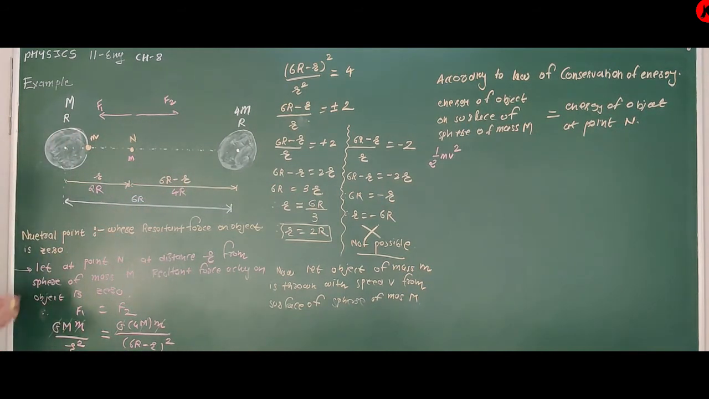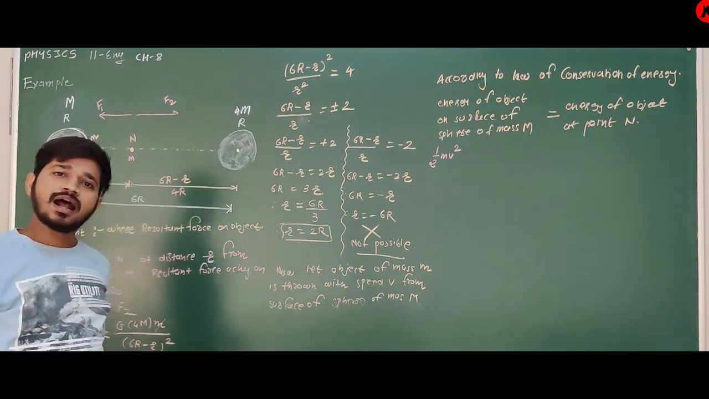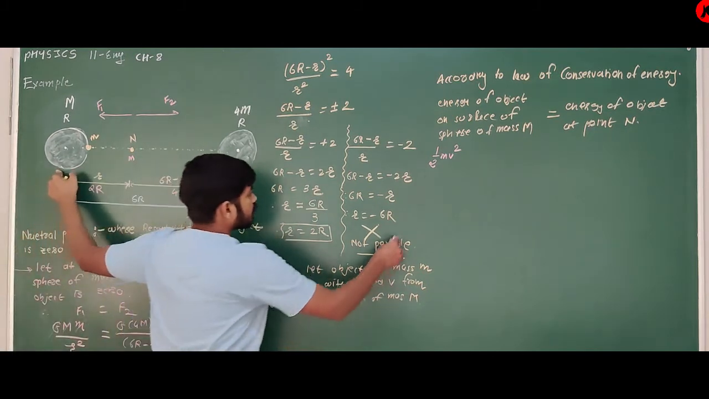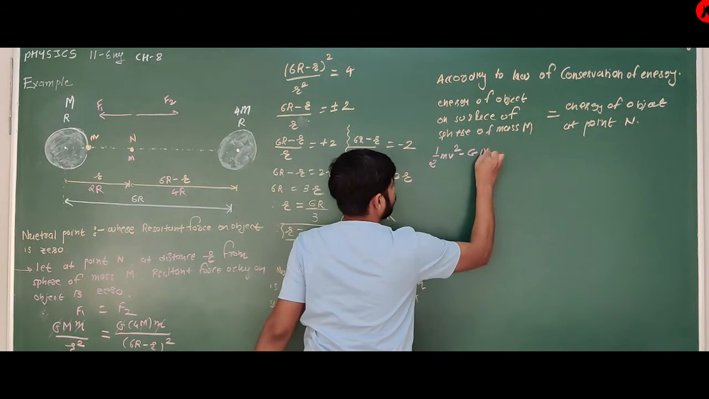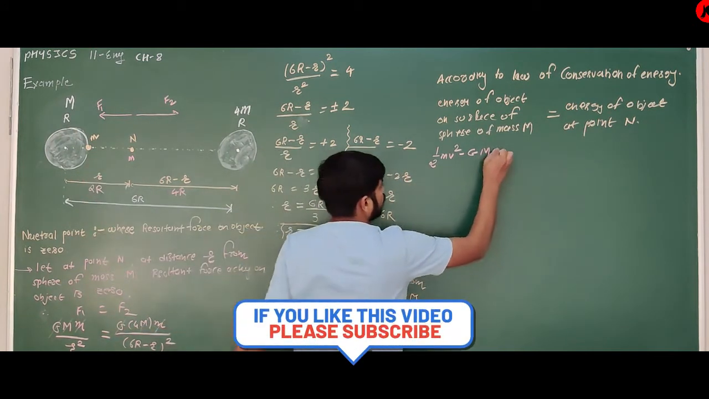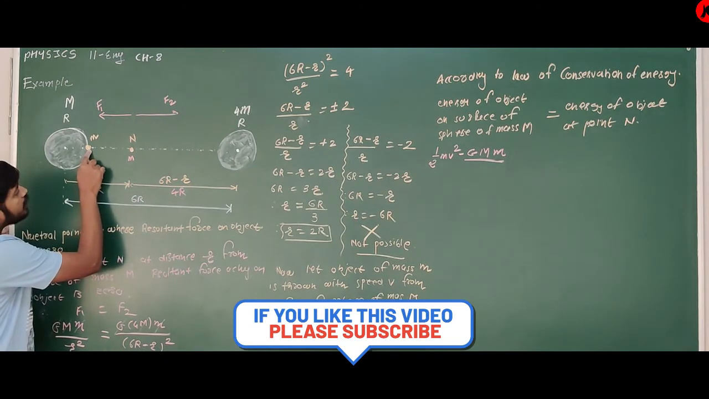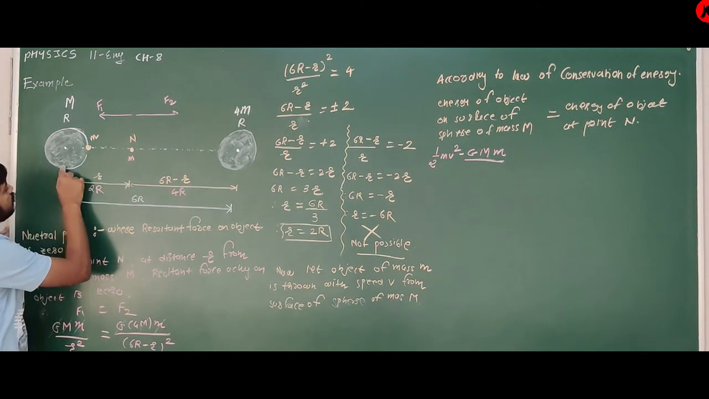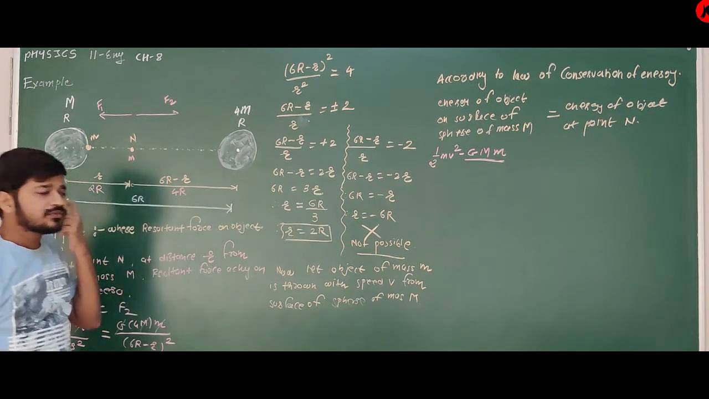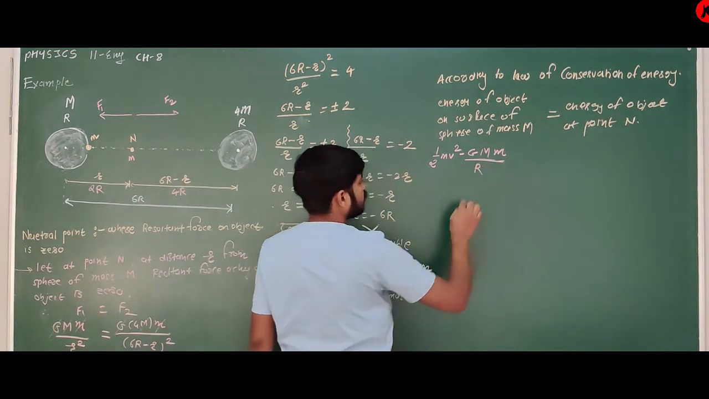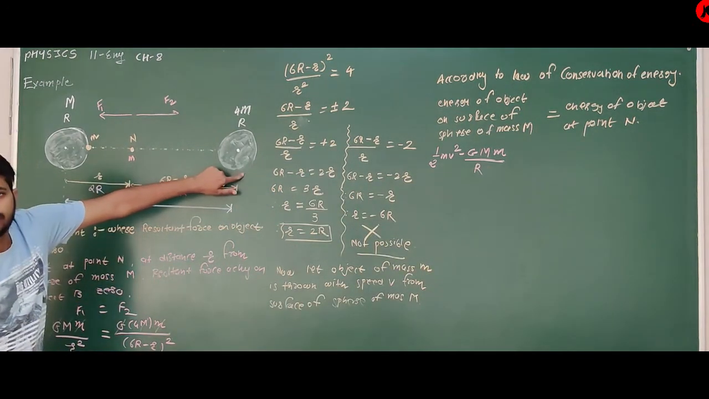First of all, due to this sphere, you know the equation: minus G m1 m2 upon r. So due to this sphere, it is minus G, the mass of this sphere is capital M, the mass of the object is m. And as this body is on the surface of this sphere, the distance between the center and the surface is r. Simple. Now, due to the other sphere.